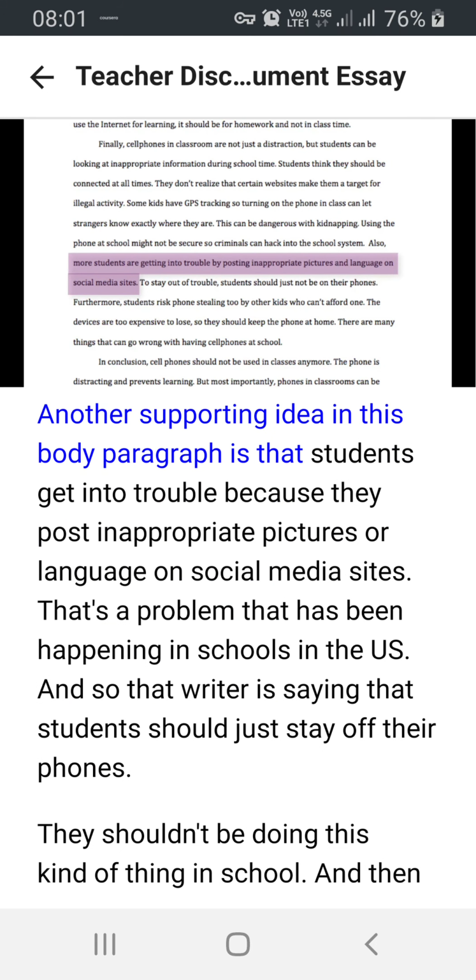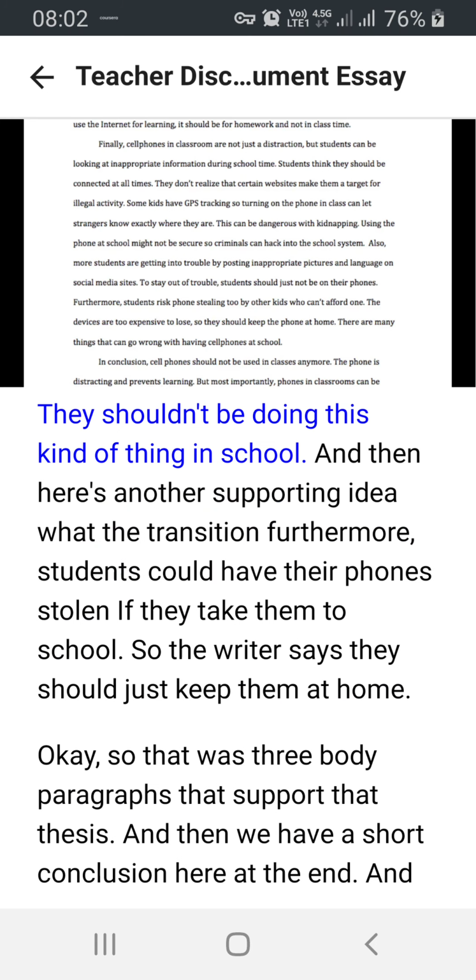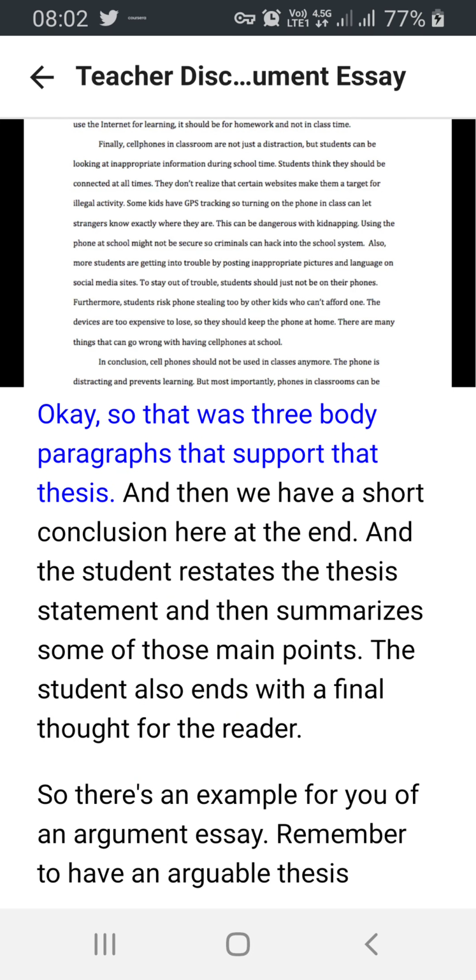Another supporting idea in this body paragraph is that students get into trouble because they post inappropriate pictures or language on social media sites. That's a problem that has been happening in schools in the U.S., and so the writer is saying that students should just stay off of their phones. They shouldn't be doing this kind of thing in school. And then here's another supporting idea with the transition. Furthermore, students could have their phones stolen if they take them to school. So the writer says they should just keep them at home. Okay, so that was 3 body paragraphs that support that thesis.